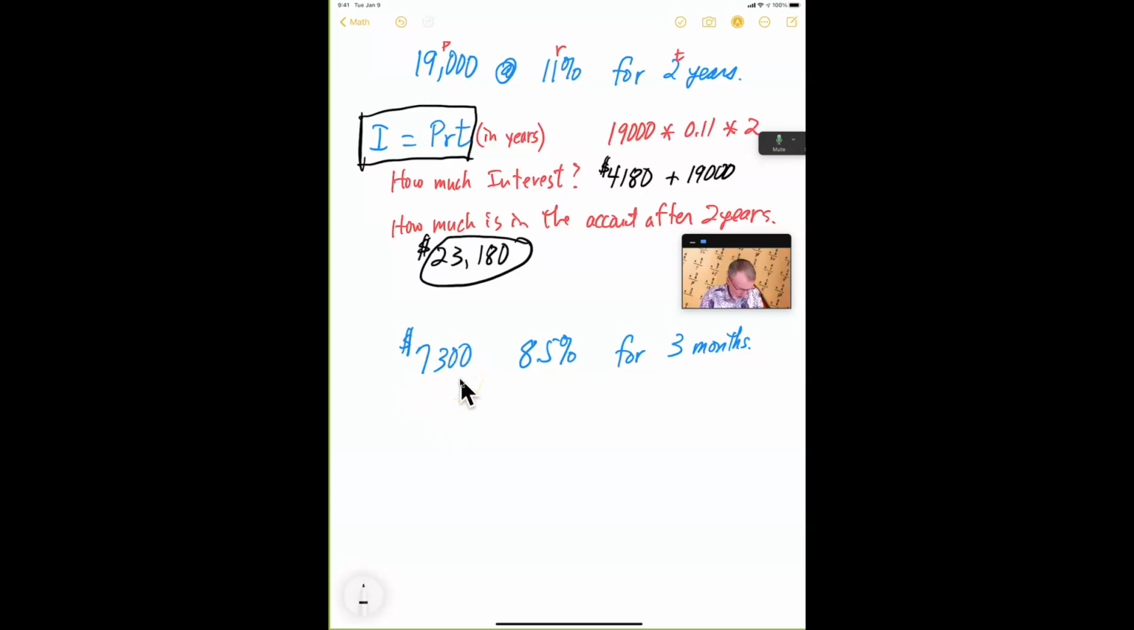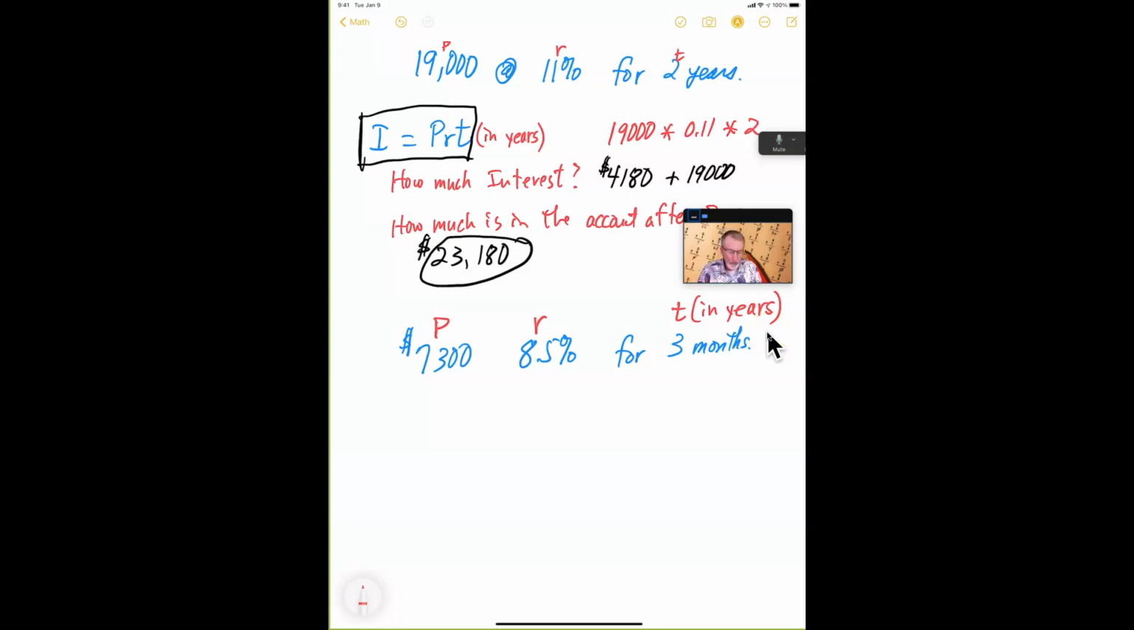So let's put in these letters. Our principal is the starting amount. Our rate is 8.5%, which would be 0.085. Don't forget that 0 in there. And our time in years. So if our time isn't in years, what do we need to do? We need to convert it, right? So what is 3 months in years?